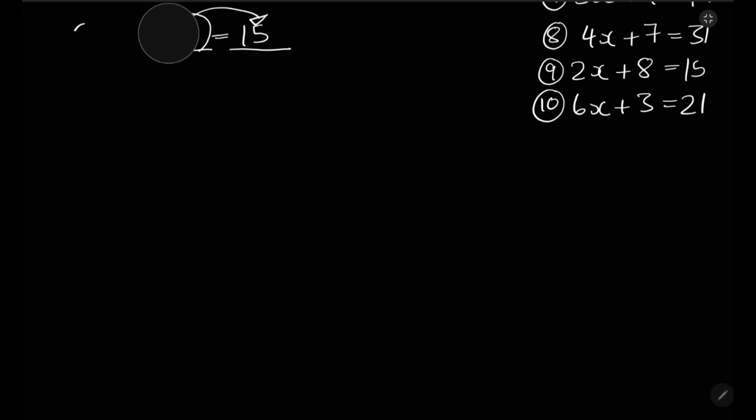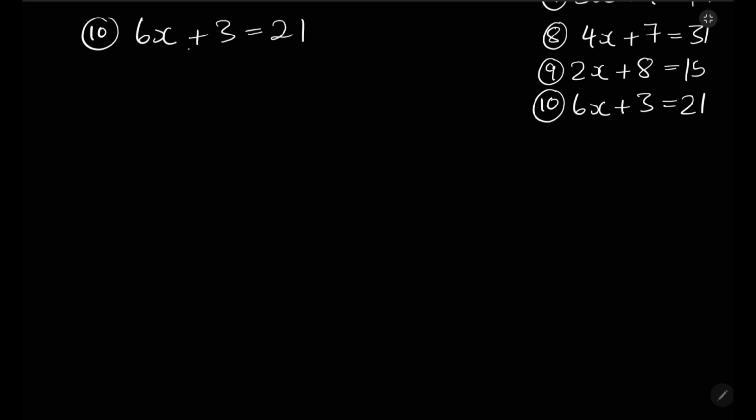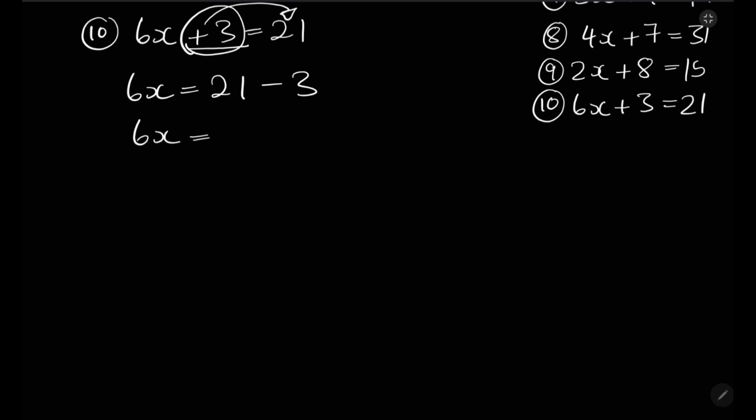Now let's try the last example. We have number 10, 6x plus 3 is equal to 21. We take this plus 3 to that side. We're left with 6x is equal to 21. This is positive 3. It should be minus 3. 6x is equal to 21 minus 3, which is equal to 18. What's the next step? We divide both sides by 6. This cancels with that. x is equal to 18 divided by 6, which is equal to 3.